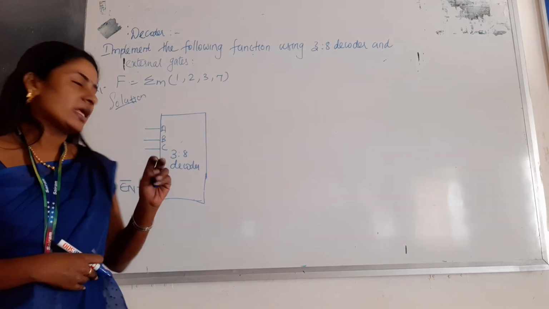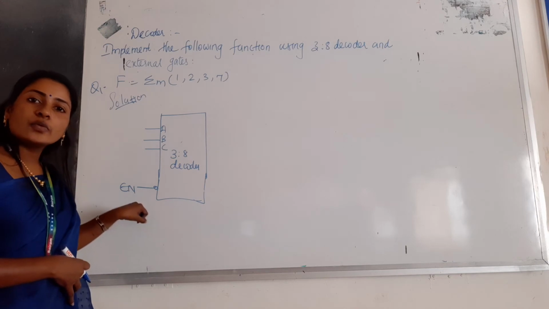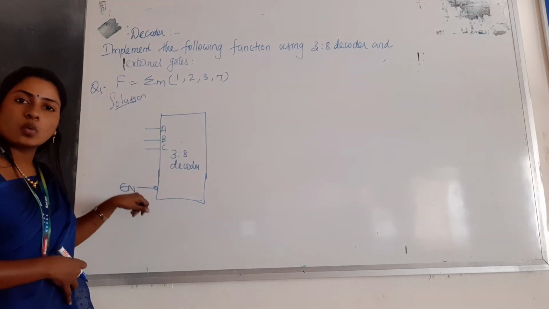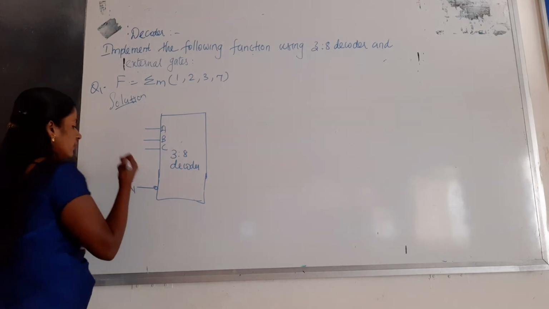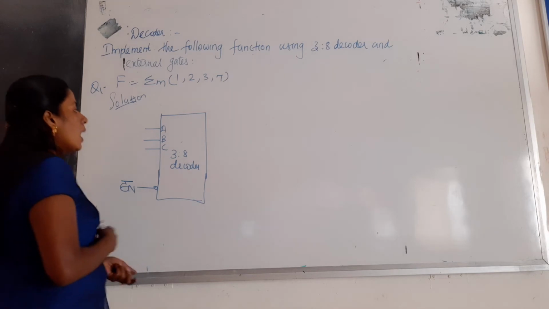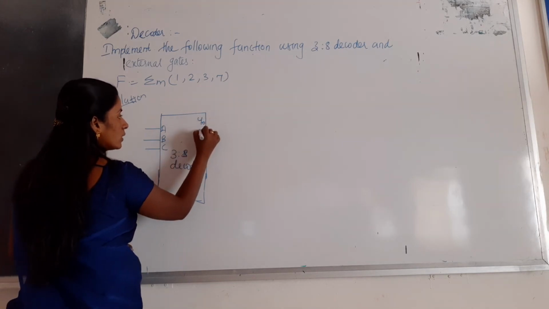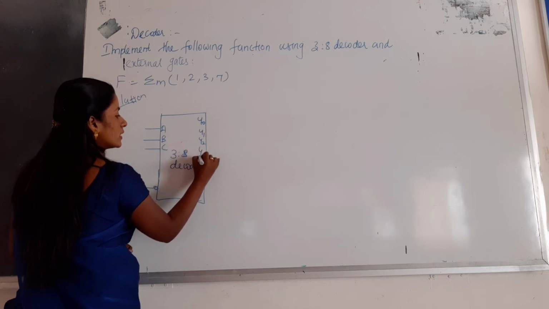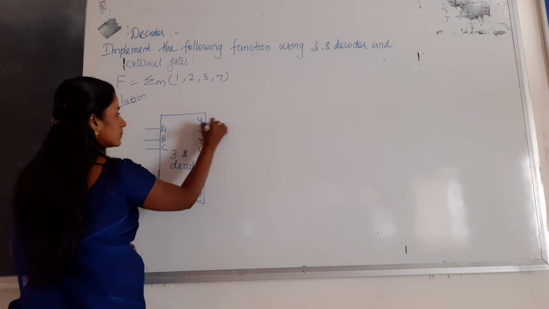Okay, so normally if this is EN, to activate this we should give 1 to this enable pin. If it is EN bar, we must give 0 to activate this. Okay, and the inputs are 3 selection lines and 8 outputs. So Y0, Y1, Y2, Y3, Y4, Y5, Y6, Y7. Okay.